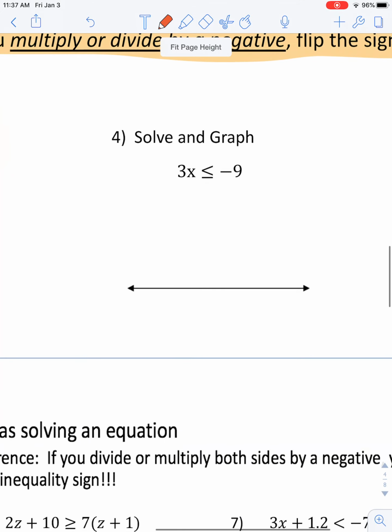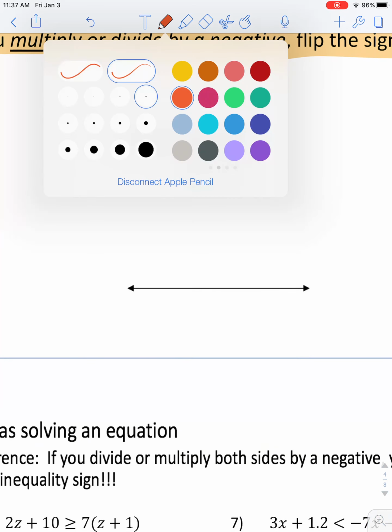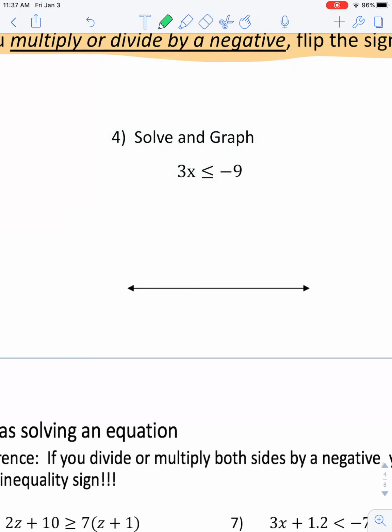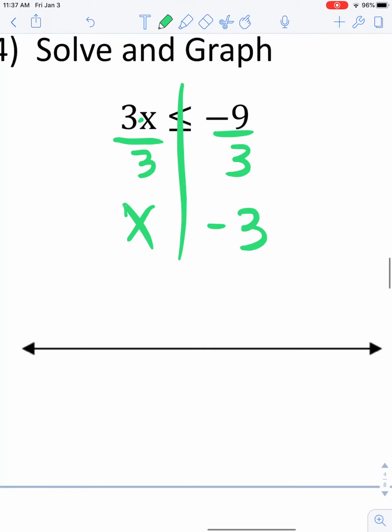So now here's another problem. You might want to try this, pause the video and try it, and see if you're doing it right, because I bet a lot of you are going to make a little mistake here. Okay, for this problem, I have 3 times x is less than or equal to negative 9. I'm going to divide both sides by 3. It's going to become x is, well, we'll find out, compared to negative 3. Okay, what a lot of you are going to want to do is flip the sign here. Okay, but it actually stays less than or equal to.